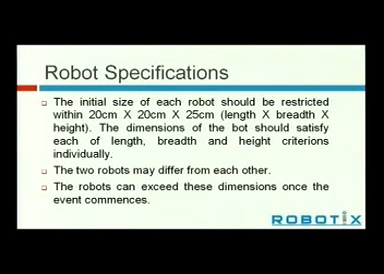Robot specifications. The initial size of the robot should be restricted within 20 cross 20 cross 25 centimeter. The dimensions of the bot should satisfy each of the length, breadth and height criterions individually. The length, breadth and height criterions are dependent on the initial orientation of the robot. The direction parallel to which the robot will start will be considered as its length, perpendicular to it will be considered as breadth, and the third dimension will be the height. The robot can exceed these dimensions once the event commences.